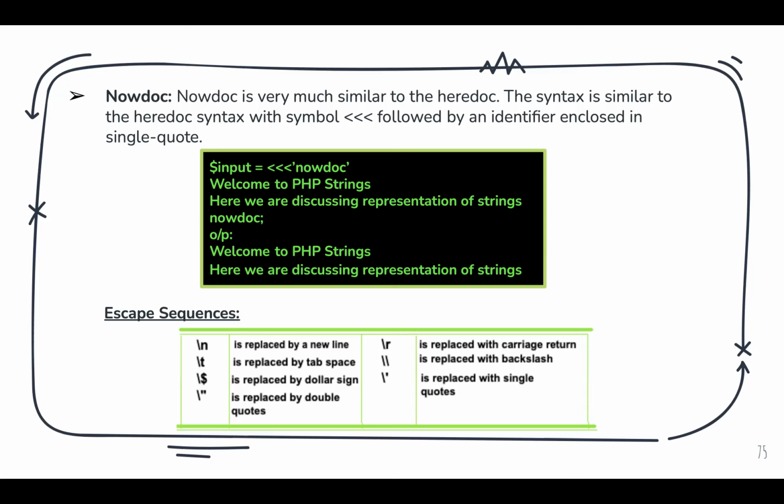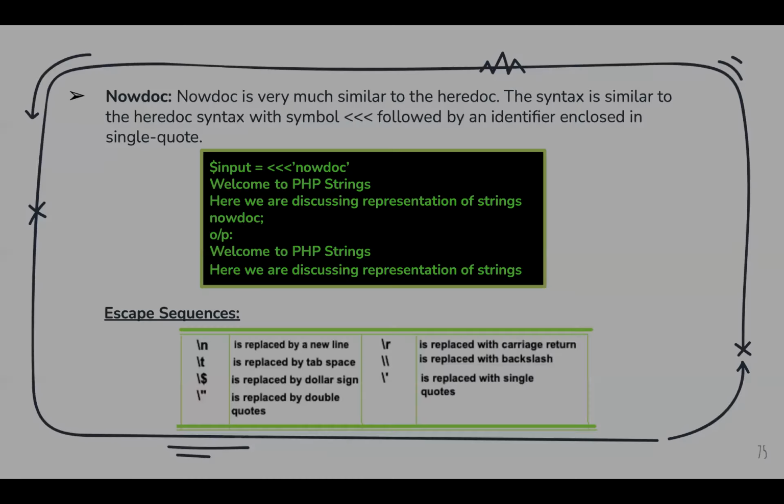Moving on to the escape sequences that are represented in strings. \n is replaced by a new line. \t is replaced by tab space. \$ is replaced by the $ sign. \" is replaced by double quotes. \r is replaced by carriage return. And double backslash is replaced with a backslash, and \' is replaced with single quotes.